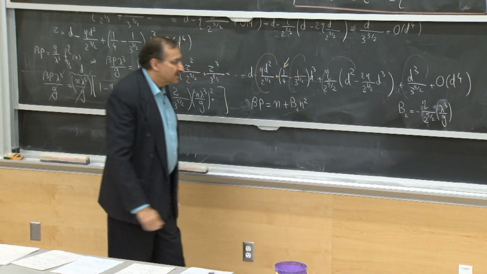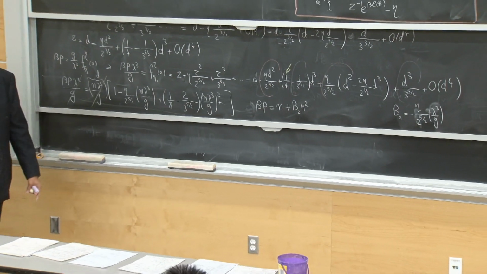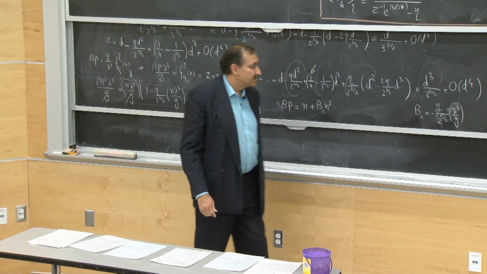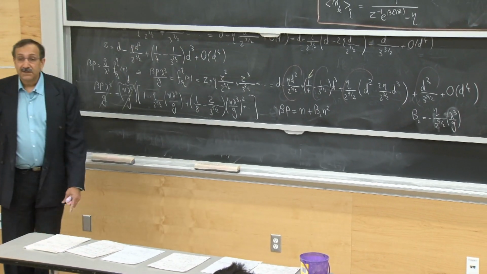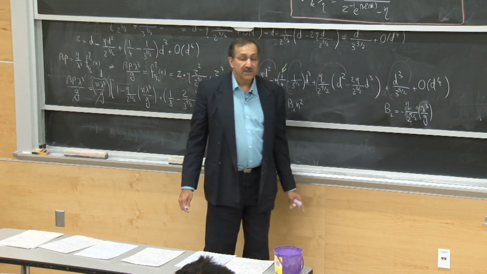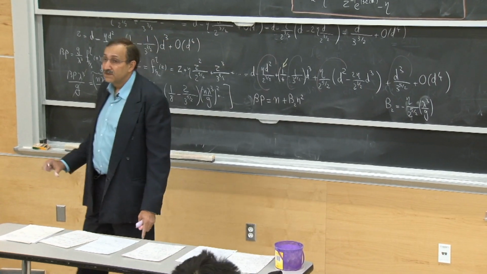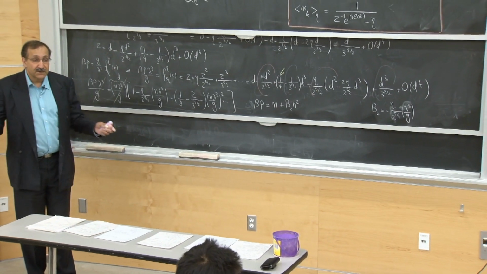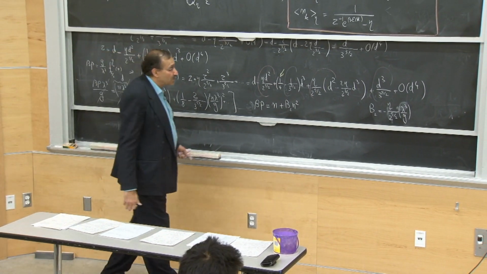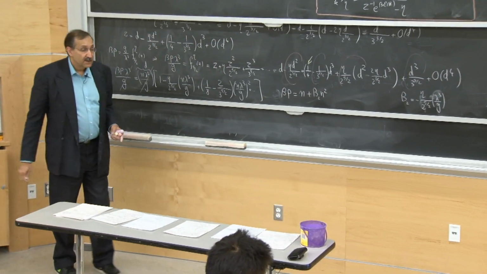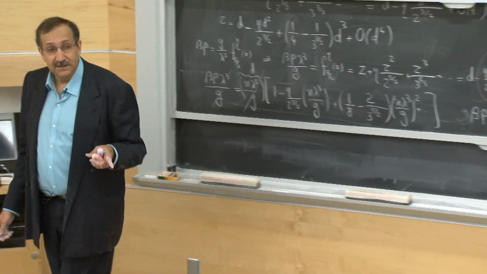Remember that B2s, etc., had dimensions of volume. So the volume is provided by lambda cubed. It is an additional factor. For fermions, it's a positive pressure. So the pressure goes up because fermions repel each other. For bosons, it is negative. Bosons attract each other.